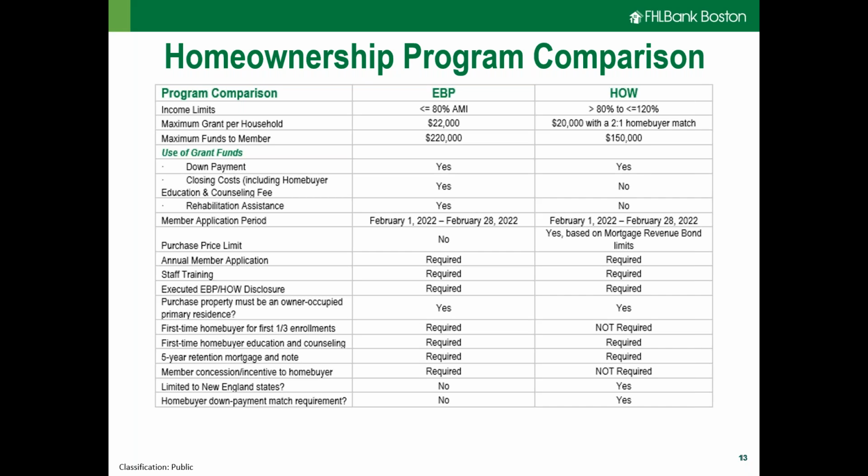There is a 5-year retention period. It is for primary residence purchases only, cannot be for investment or second homes. And if they are a first-time home buyer, they do have to take the education and counseling. For EDP, the member concession or the incentive that we talked about to that home buyer, whether it's a credit or below market rate, is for EDP only and not for HOW. HOW does have a down payment match requirement.